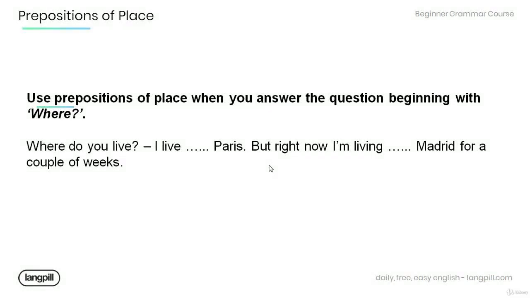Now let's review the use of prepositions of place and practice a bit. Remember that we use prepositions of place when we answer the question beginning with where. Now read the following dialogue and fill in the blanks using the appropriate prepositions of place. Where do you live? I live Paris, but right now I'm living Madrid for a couple of weeks.